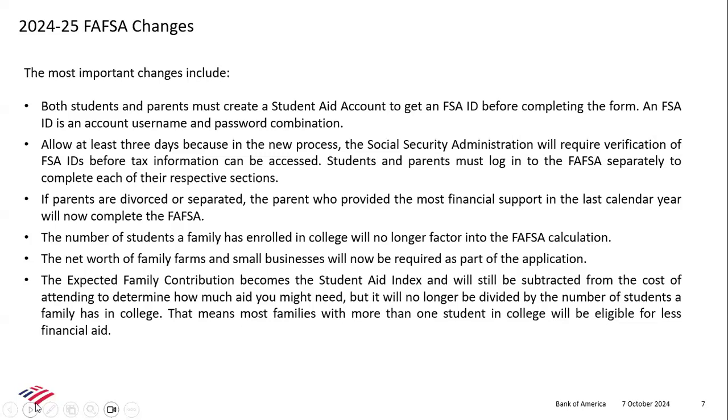They're going to determine the cost of attending what that university is going to be, and cover you the rest, minus your parents' contributions. But it's no longer divided by the number of students a family has in college. That's how it was done before that calculation. Determine the amount of contribution, back that out of the calculation, divided by the number of kids in college. That's no longer the case. So what ends up happening with that is most families with more than one student in college tend to be eligible for less financial aid.